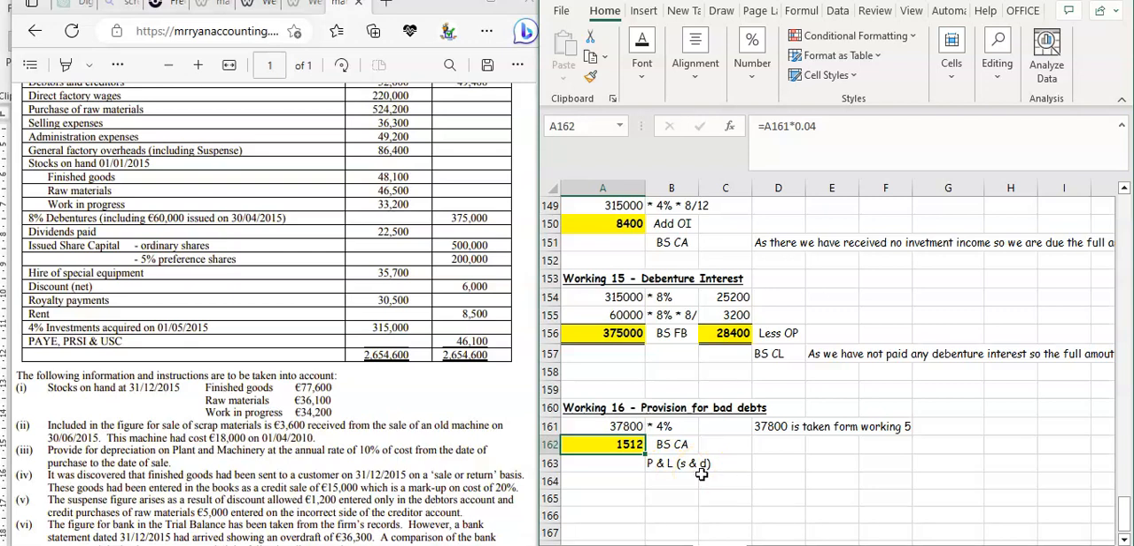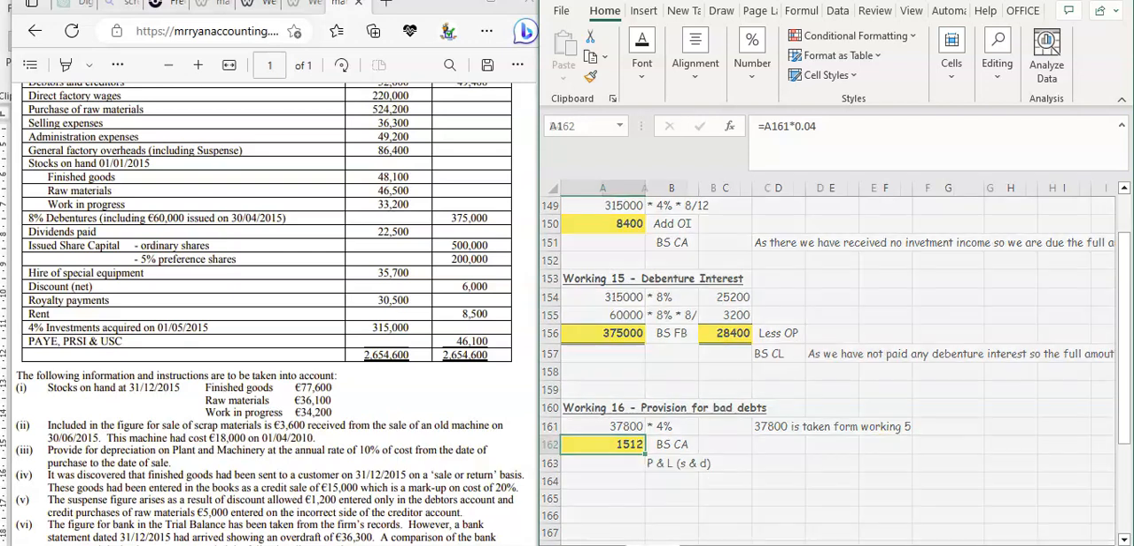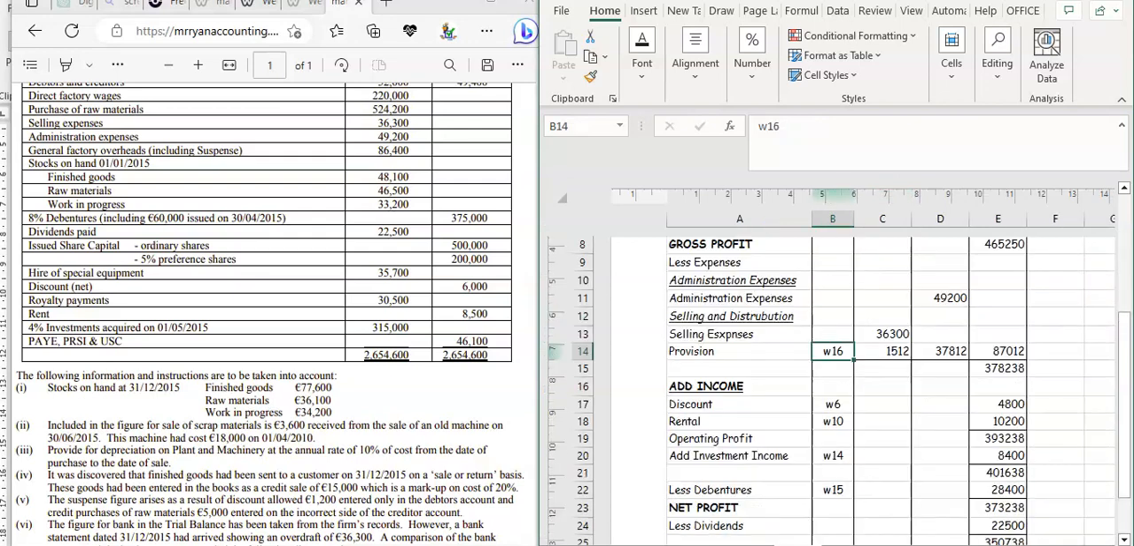And then you go on and you do your manufacturing account, your profit and loss account, and your balance sheet, which are all part of these workings as you look through them up on the page.